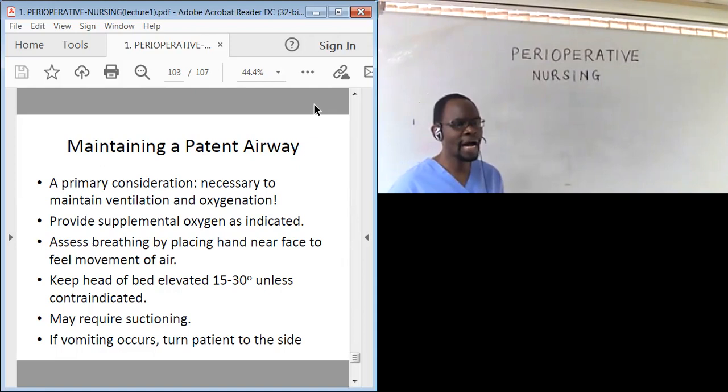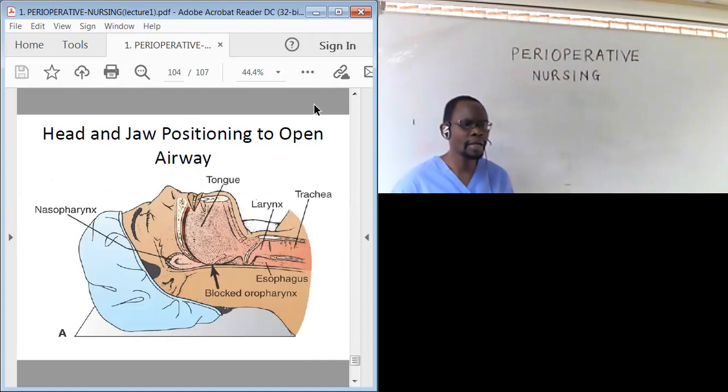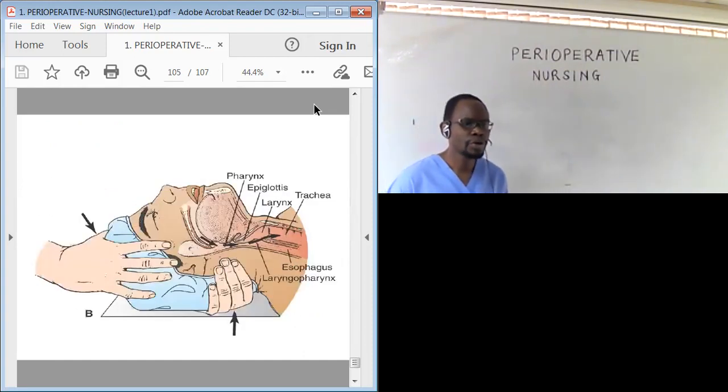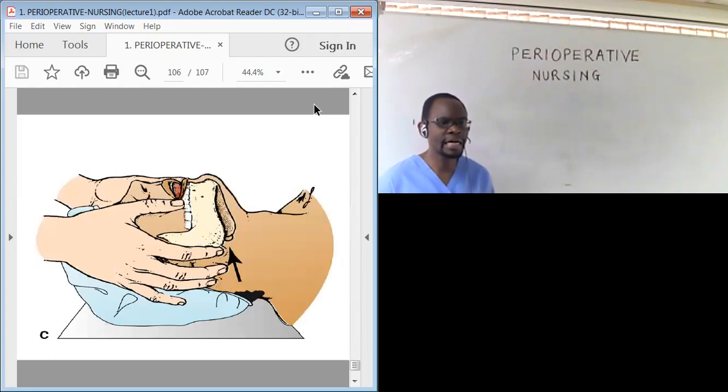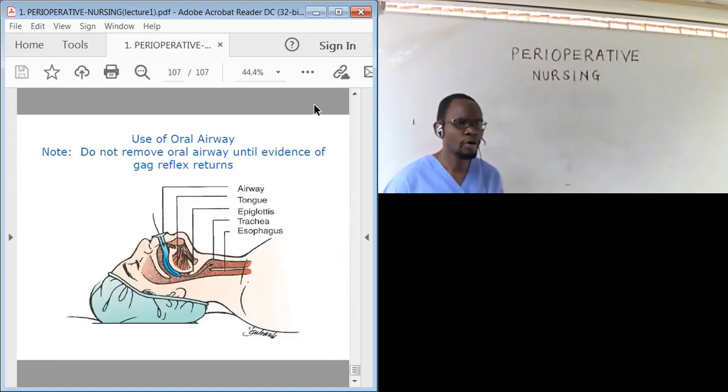If vomiting occurs, you turn the patient to the side to prevent aspiration. There is also what we call the head tilt and jaw positioning to open the airway. Usually you position the patient like that, and then you tilt the head a little bit to position the airway. And then there is also the jaw thrust, whereby you hold the patient in such a position to be able to open the airway.